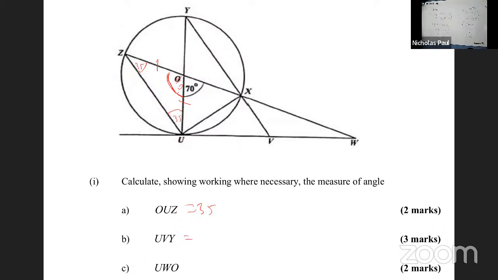So you'll have to use two rules. You have to tell them number one how you got O: angle in a straight line is 180. And then you tell them OUZ is isosceles. So you kind of have two explanations there. OUV now.